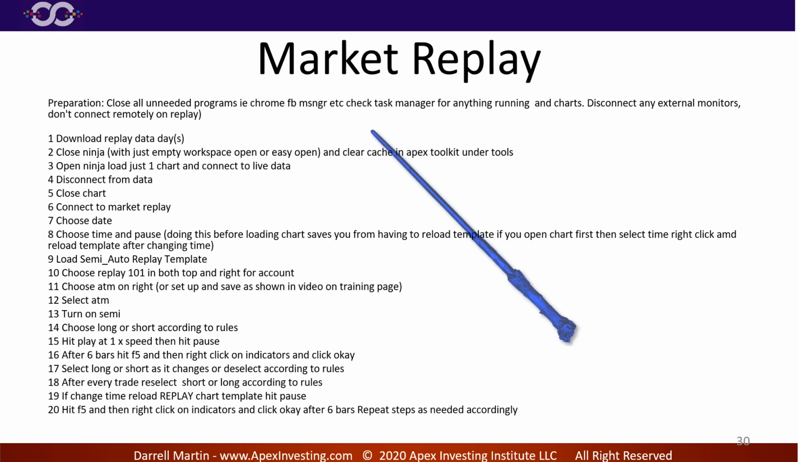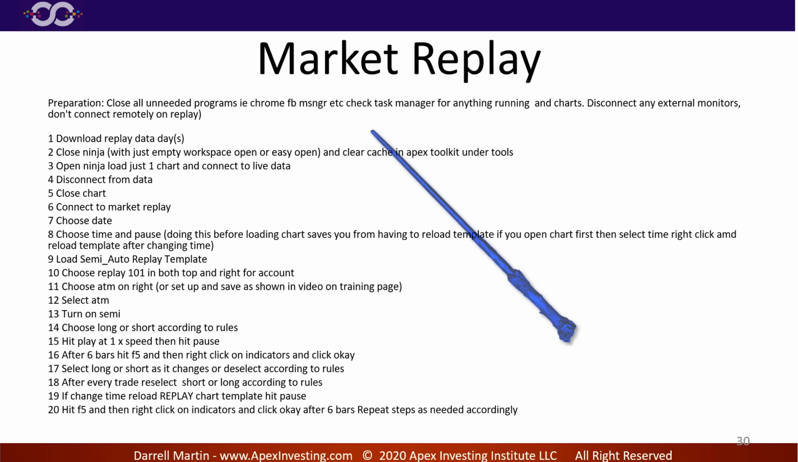All right, but essentially you're going to download your data. Okay, you're going to close Ninja with an empty, easy open workspace. You're going to open Ninja with one chart. You're going to connect to live data. You're going to disconnect from data. Close your chart, connect to market replay, choose the date, choose the time, then load the chart up, choose the semi-auto replay template or semi-auto advanced replay template. Then choose replay 101 in your account. Choose your ATM on the right side in the top. Turn on semi, choose long or short according to the rules, play at 1x speed. I mean, you saw me play it at 200, but if you're obviously trying to follow the rules, you're going to do 1x. After 6 bars, hit F5, right-click on the indicators and click OK.